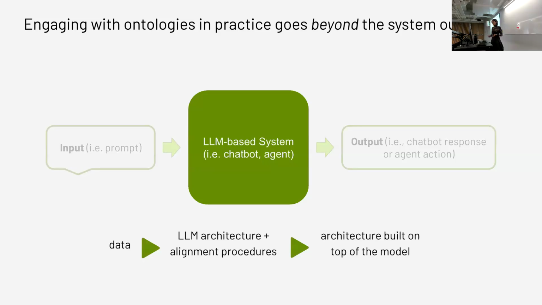But these ontological assumptions aren't just embedded in what the system produces. They're actually encoded at every stage of the LLM development pipeline. And LLM, again, is large language models. I'll be referring to them as LLMs, and this includes anything like GPT-3, for example, or ChatGPT.